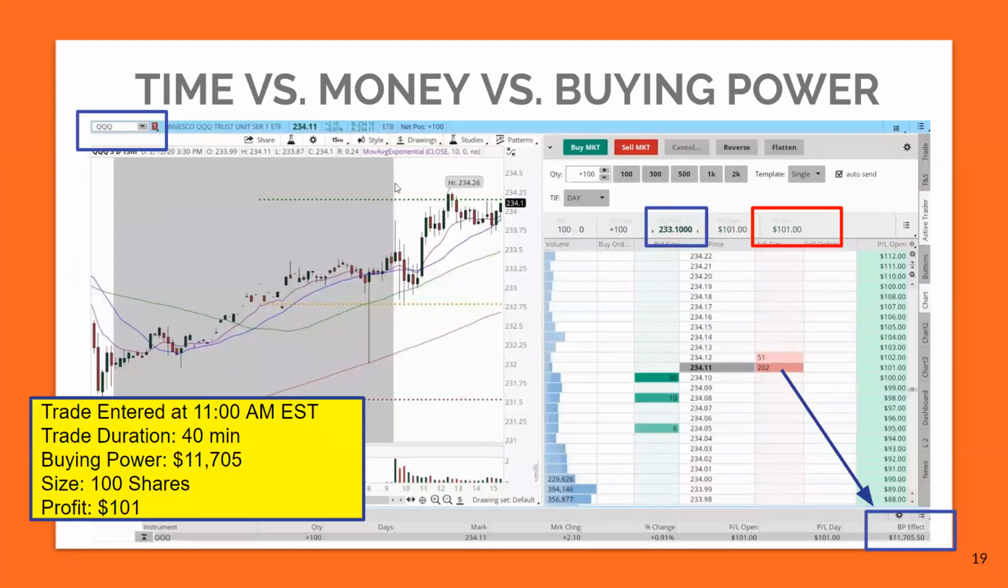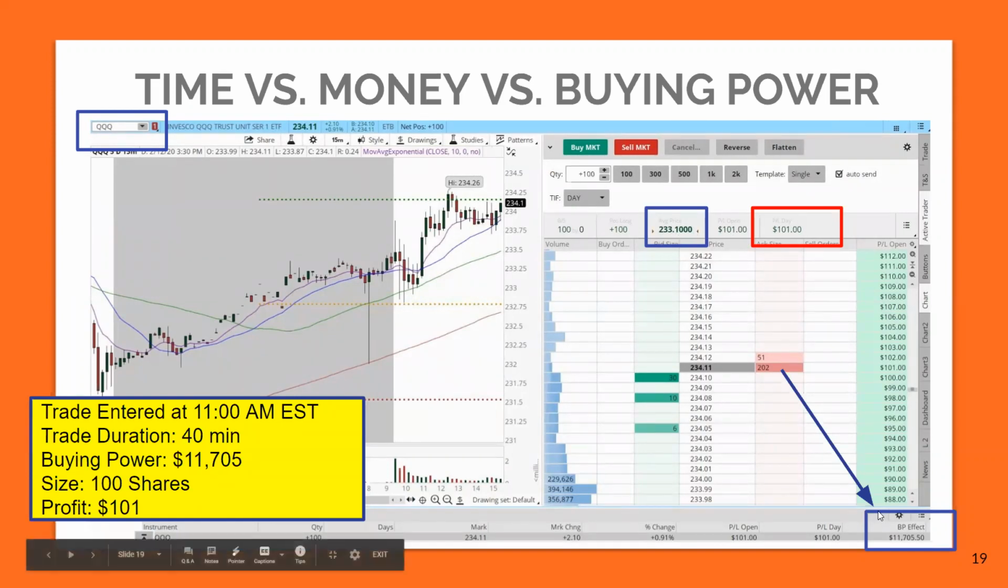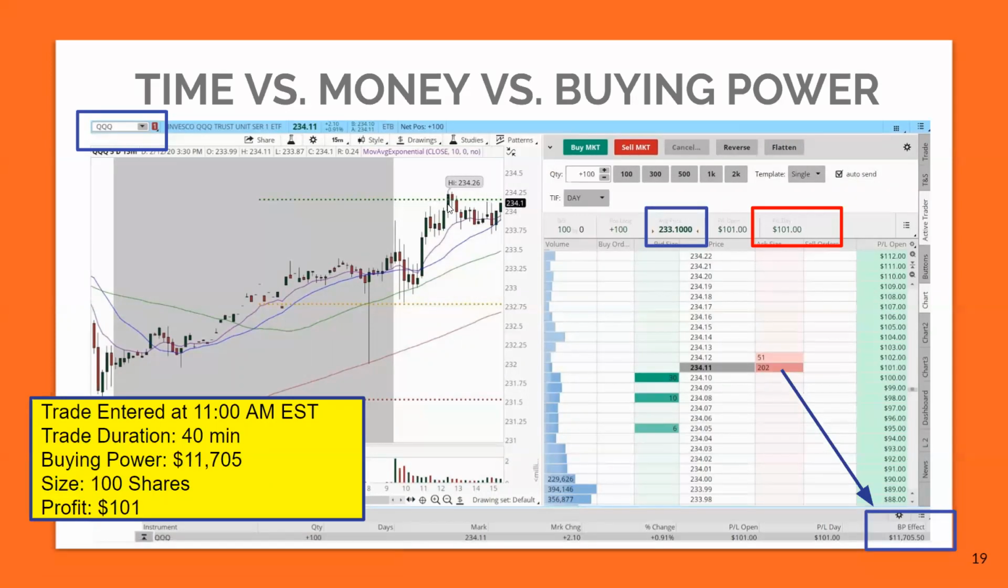Okay, so we did this at the end of February, and we did this example. We had a mentoring session with some of our students, and we actually bought. You can see here, this is the buy zone. We bought it at 233.10. We used over $11,000 in buying power. And of course, the price went exactly into our target.